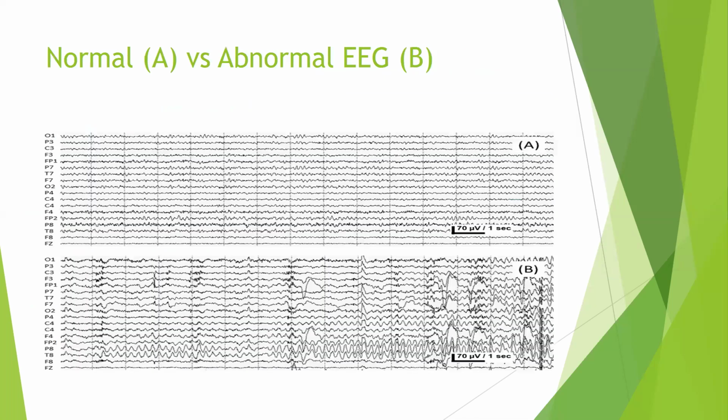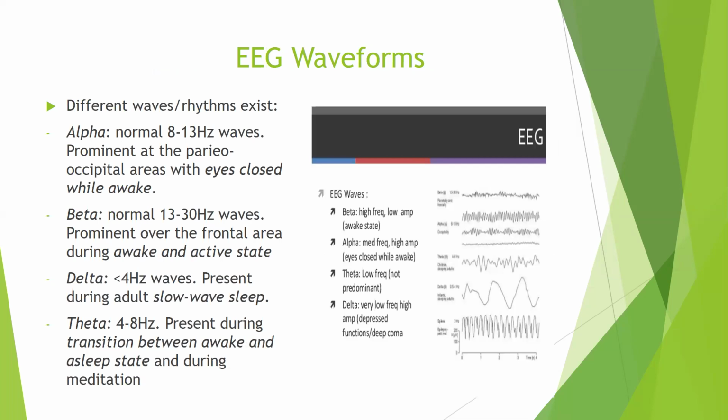The first one is a normal EEG, while the one under it is an abnormal EEG. You may be fortunate to be given this tracing in your exam, and you want to be able to identify the normal and the abnormal, and talk about the abnormal. So it's important for you to have a fair idea about EEG tracing.